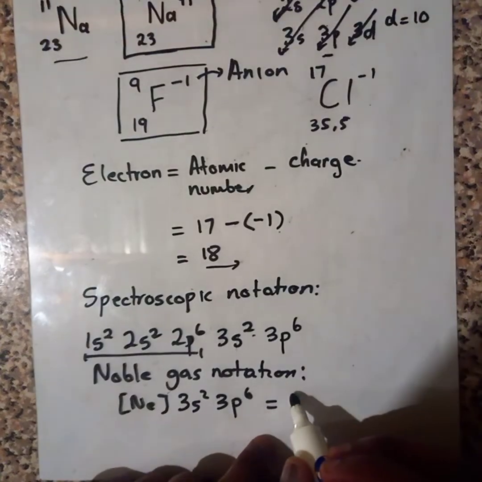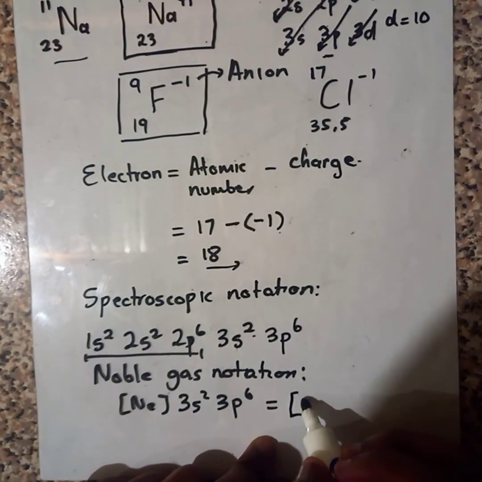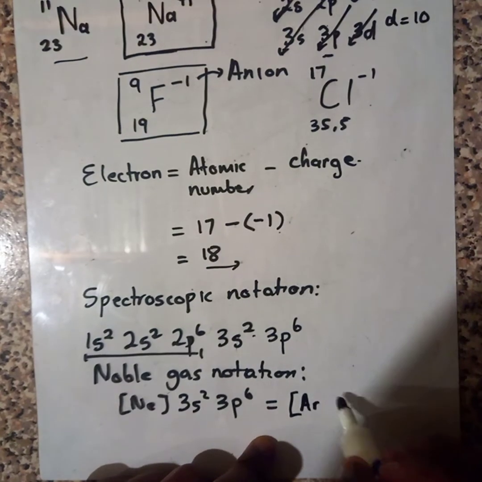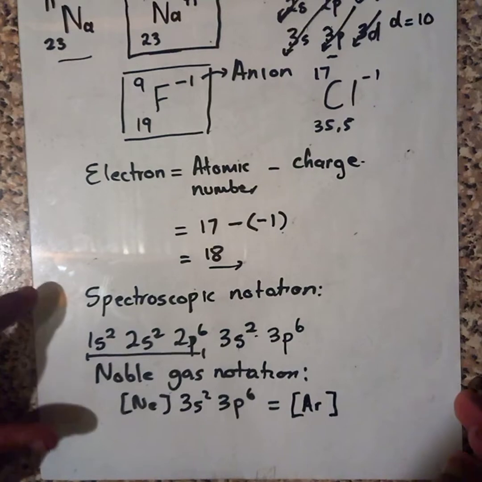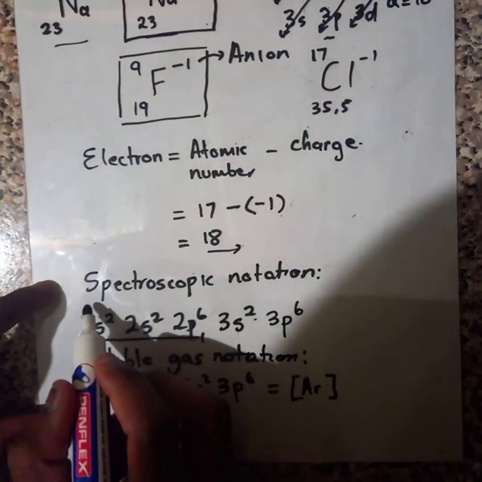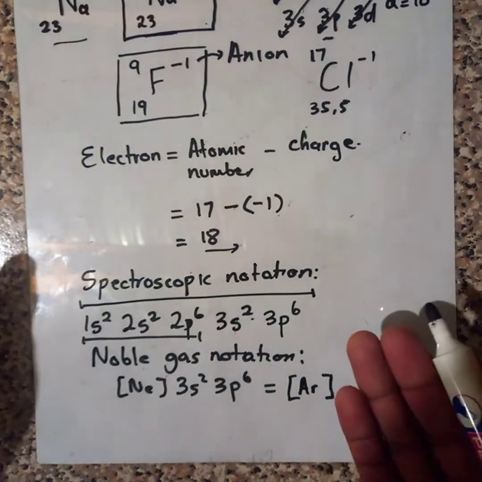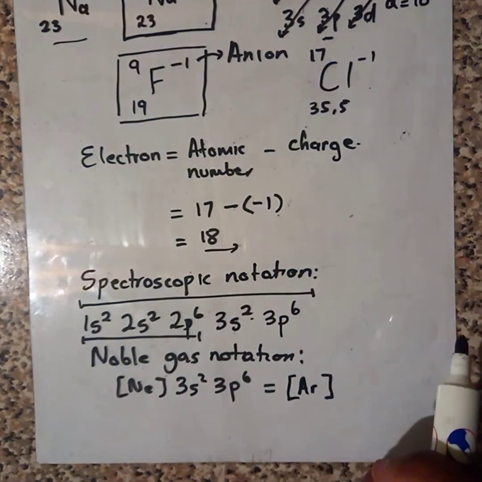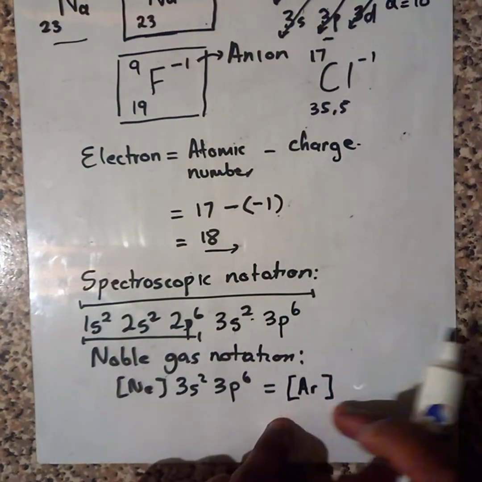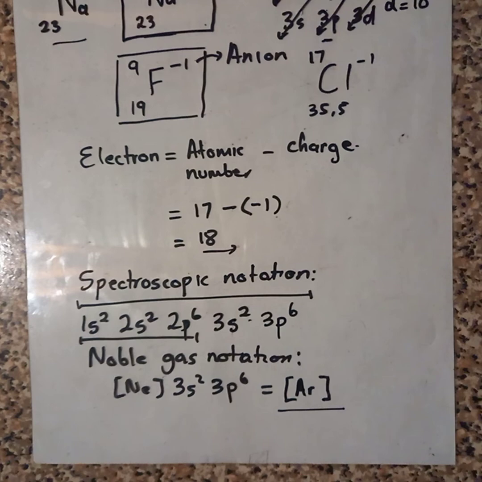But when writing, kindly include the square bracket, then write Ar. Because at the end of the day, from here till here, we get 18. It corresponds to the noble gas of what? Of argon. Then you write argon like this. Then this is going to be our final answer.